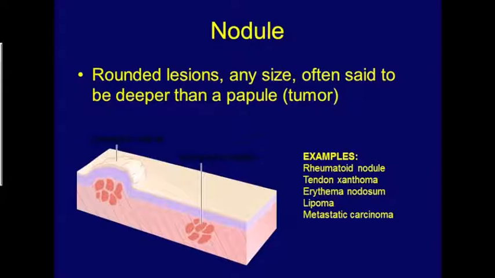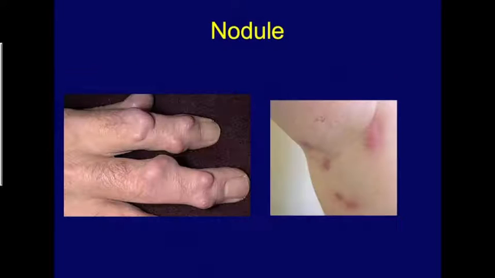Okay, a nodule is really a larger papule, of any size, and can be deeper than a papule. A nodule can actually be large enough to be determined to be a tumor. The determination of something as a nodule or a tumor is a little bit vague and arbitrary. But anyway, erythema nodosum, a lipoma, or even a metastatic lesion can be a nodule or a tumor.